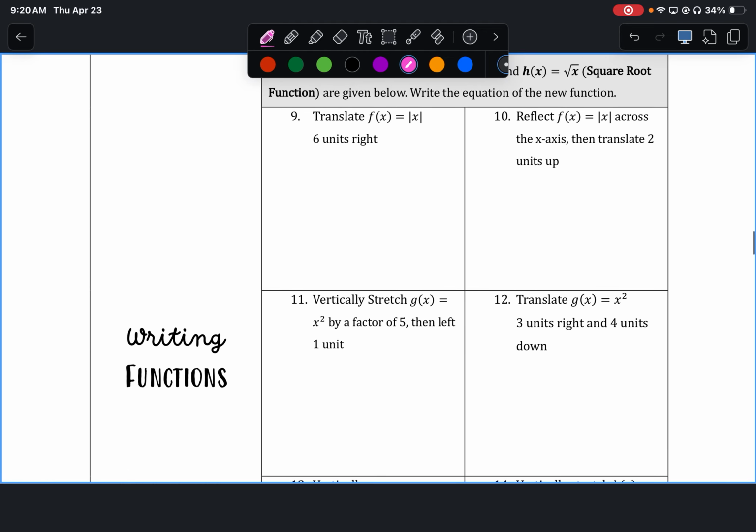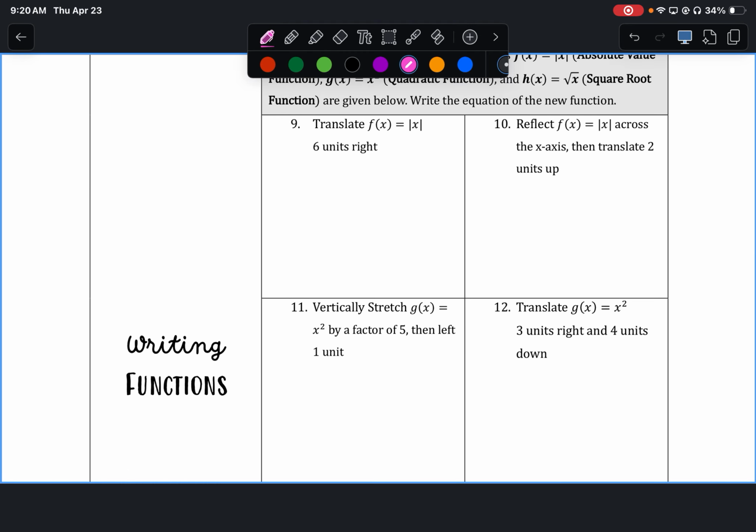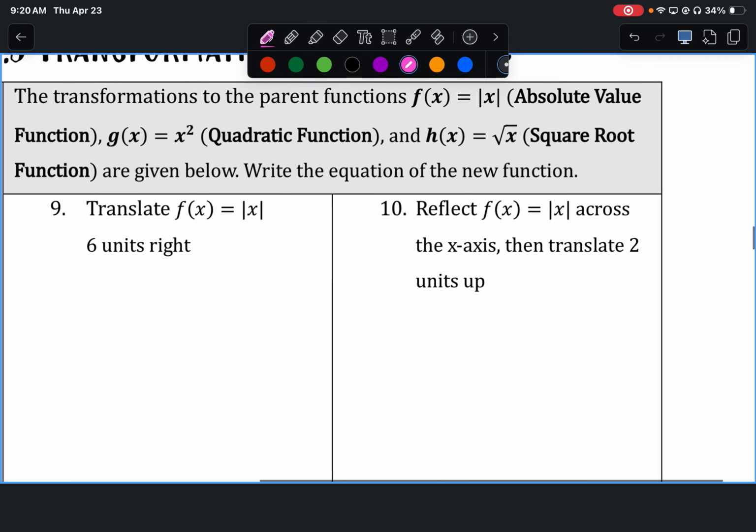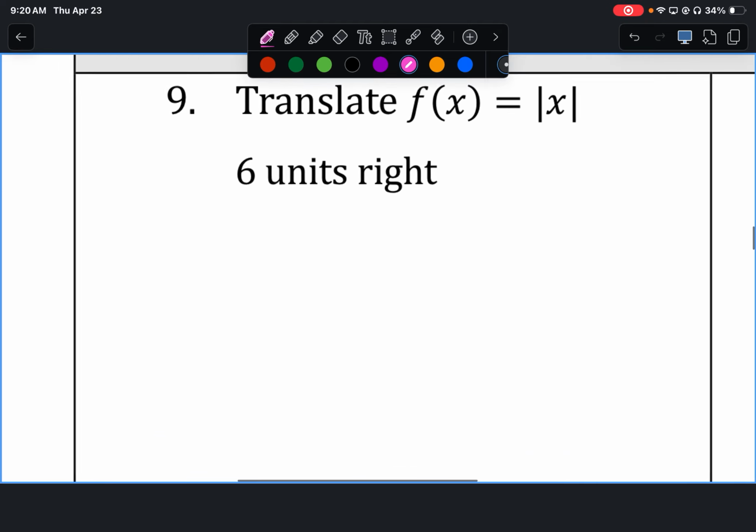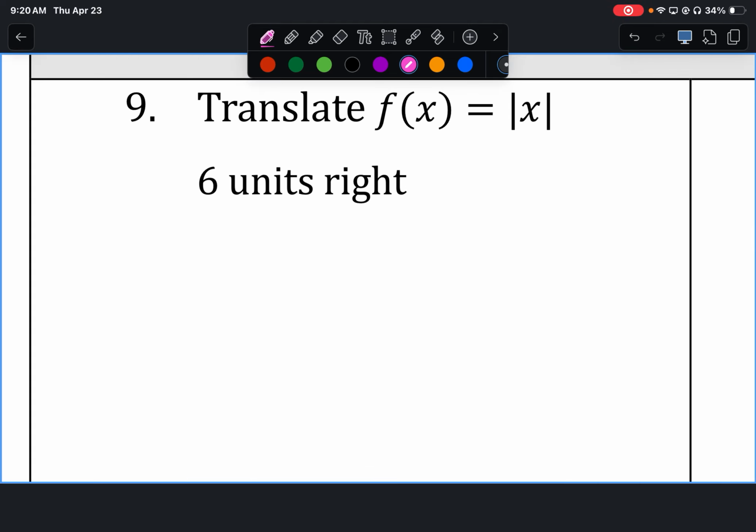Okay, so back here we have our writing function section. So we are going to look at the transformations of parent functions. We're going to again have our absolute value function, our quadratic function, and our square root function. And we are going to write the equation of the new function given the transformations. So we're going to look at number 9. And we're going to go through our odds again.